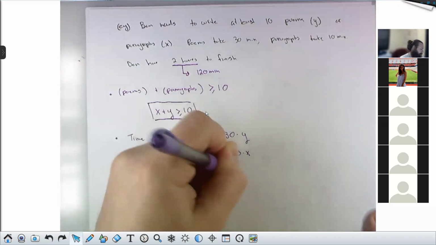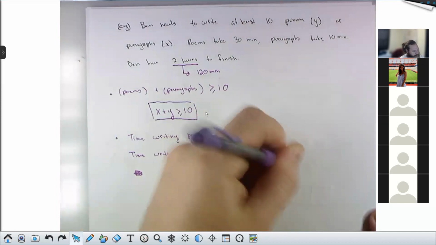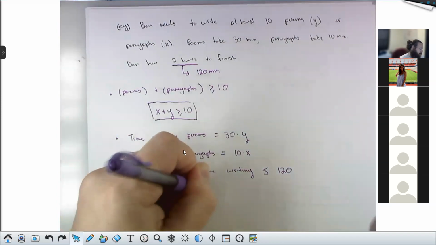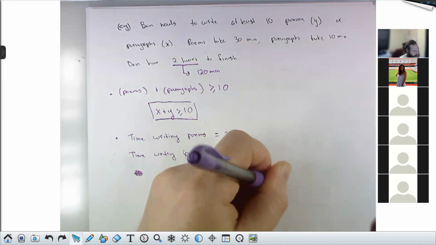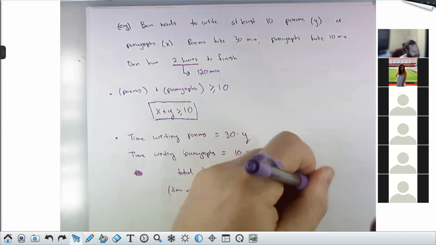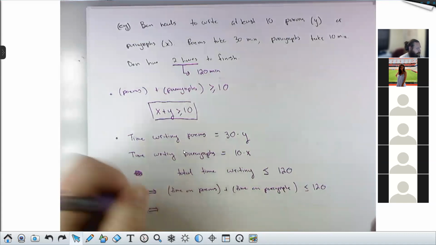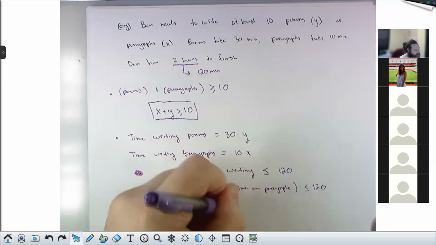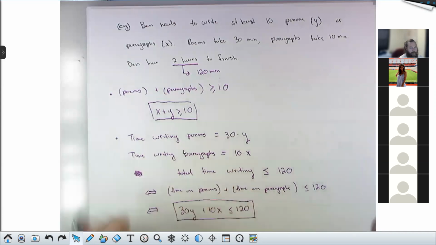Total time writing to be less than or equal to 2 hours or 120 minutes. And the total time writing is the time writing poems plus the time writing paragraphs. So we want that to be less than 120 minutes. Well, the time writing poems is 30y. Time writing paragraphs is 10x. So we need that to be less than or equal to 120 minutes. So this is your second inequality.